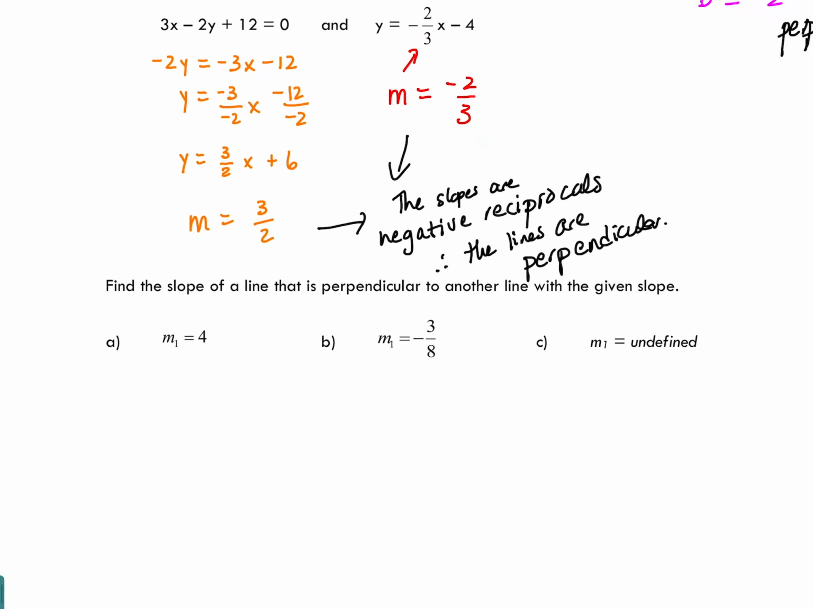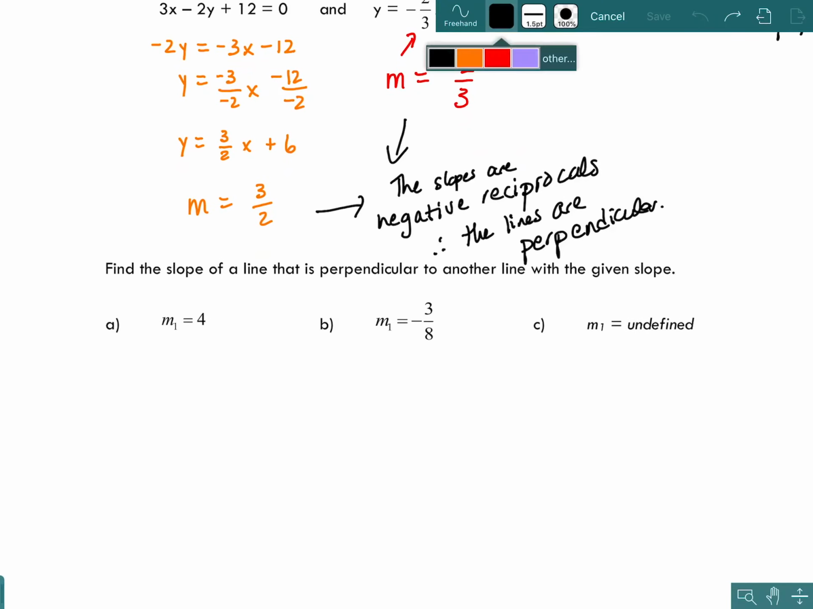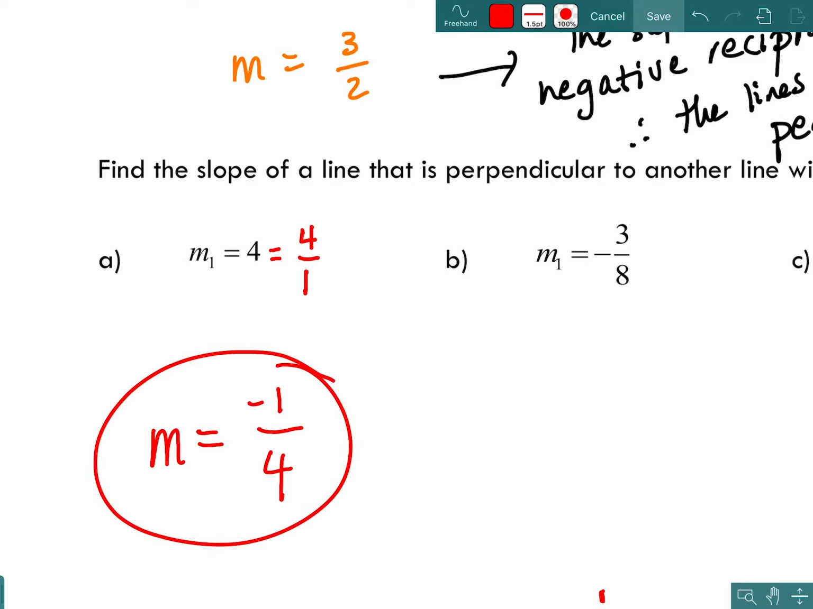All right. And the last question here asks us to find the slope of a line that's perpendicular to another line when they give us the slope. So if we have a line that has a slope of 4, well, another way to write the number 4 is 4 over 1, 4 divided by 1. If you want a perpendicular slope, you have to flip it and multiply by -1. So that's our answer.